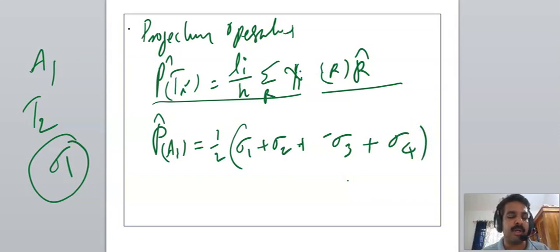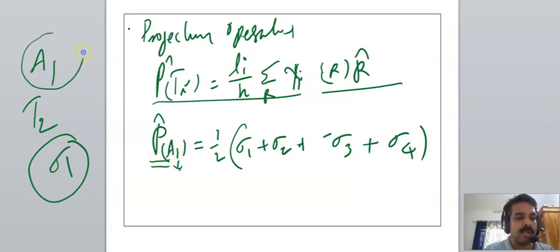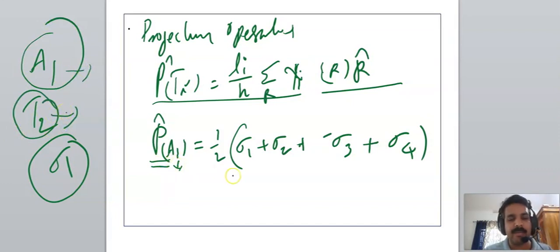Take the point character table of the Td point group and calculate the projection operator for A1 symmetry. We have to work it out only for A1 and T2, because the symmetries of the hybrid orbitals are A1 and T2. So P cap A1 is equal to 1 by 2 (sigma 1 plus sigma 2 plus sigma 3 plus sigma 4). And for P cap T2, we get 3 orbitals.